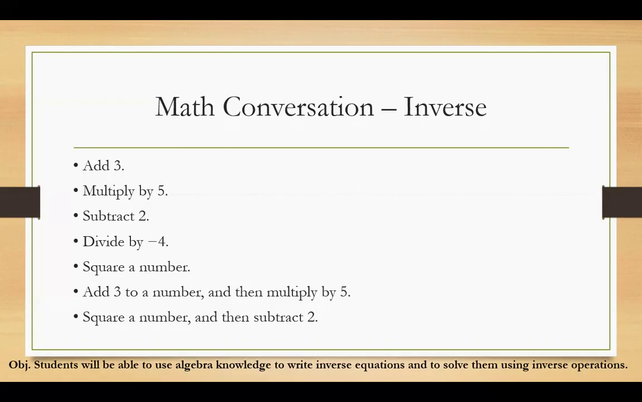Multiply by -4. When you're multiplying and dividing, the sign does not change. It remains with the number. Okay. If I tell you to take the square of a number, you're going to tell me to do what? Square root to undo it.